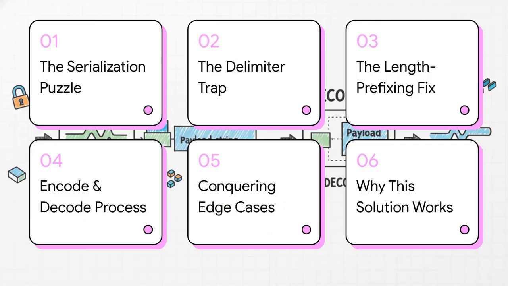So, here's our game plan. First, we'll lay out the puzzle itself. Then, we'll walk right into what I call the delimiter trap, the simple solution that everyone thinks of first and why it fails spectacularly. After that, we'll unveil the hero of our story, the length prefixing fix. We're going to break down exactly how it works, throw some tough cases at it, and then really understand why it's such a brilliant solution.